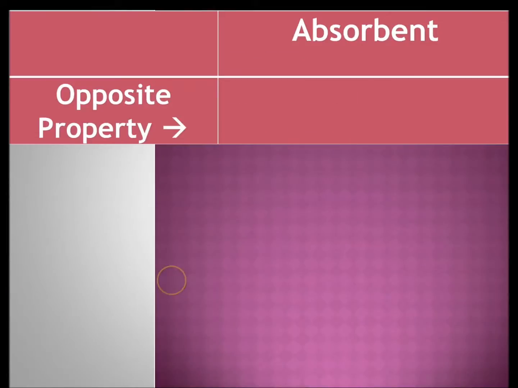Okay, so now let's talk about that opposite property. So the opposite property would be the word that describes the opposite meaning of the property at the top. So let's try to think. What is the word that describes the opposite of absorbent? So a word that describes something that can't absorb something. So some of these words you can find a really fancy word. Some of them you can't.